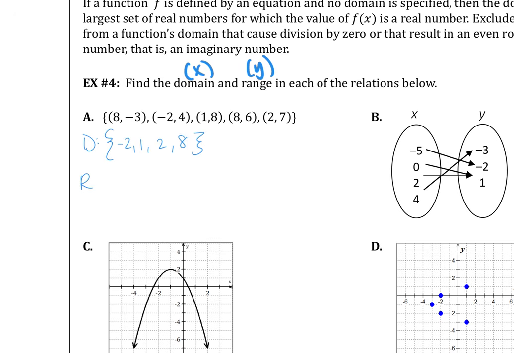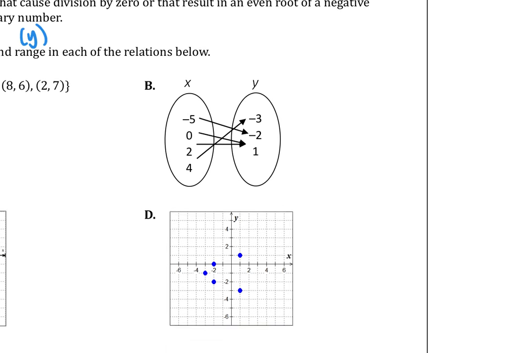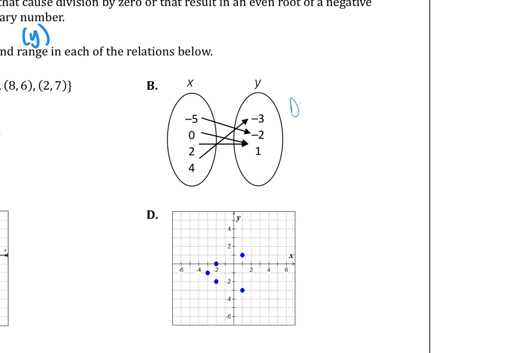Okay, range. -3, 4, 6, 7, 8. Because 8 repeats itself in the domain, you do not need to write it twice. You can if you want, though. Domain. The x values are -5, 0, 2, 4. The range. -3, -2, -1.